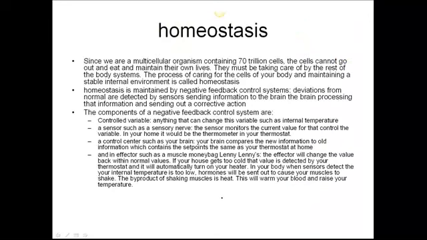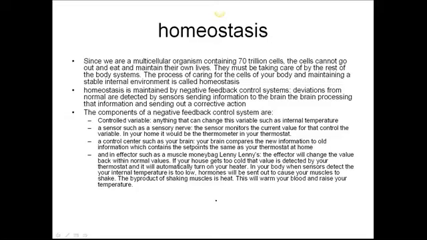Homeostasis. Since we are a multicellular organism containing 70 trillion cells, the cells cannot go out and eat and maintain their own lives. They must be taken care of by the rest of the body systems. The process of caring for the cells of your body and maintaining a stable internal environment is called homeostasis. Homeostasis is maintained by negative feedback loops.